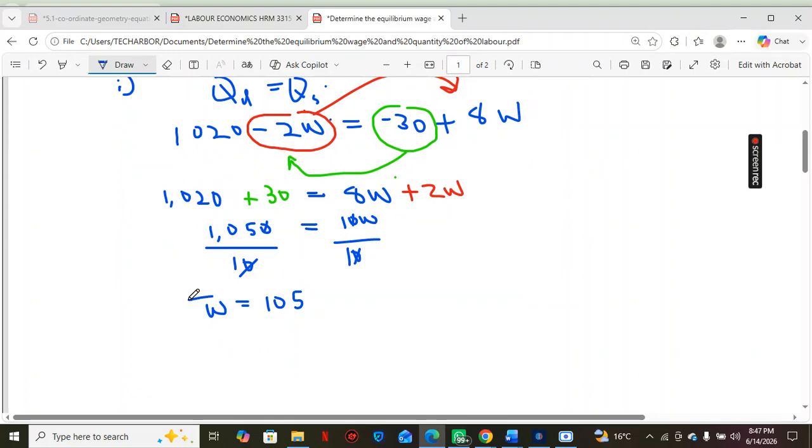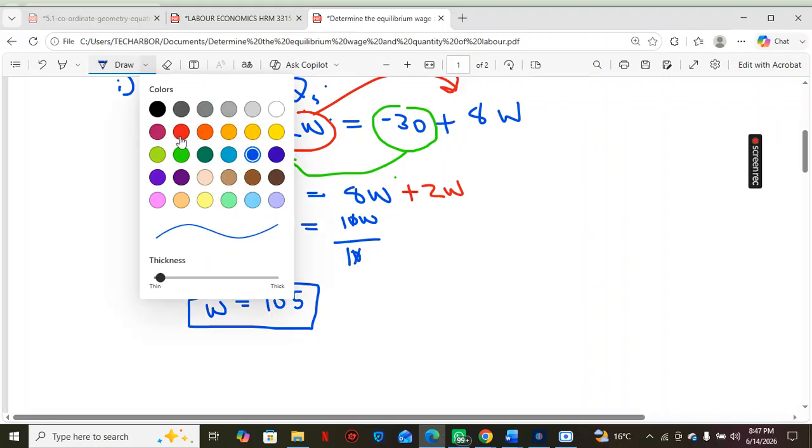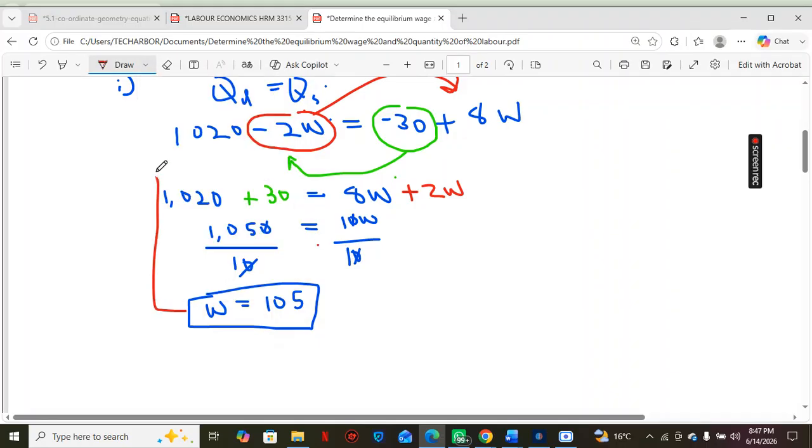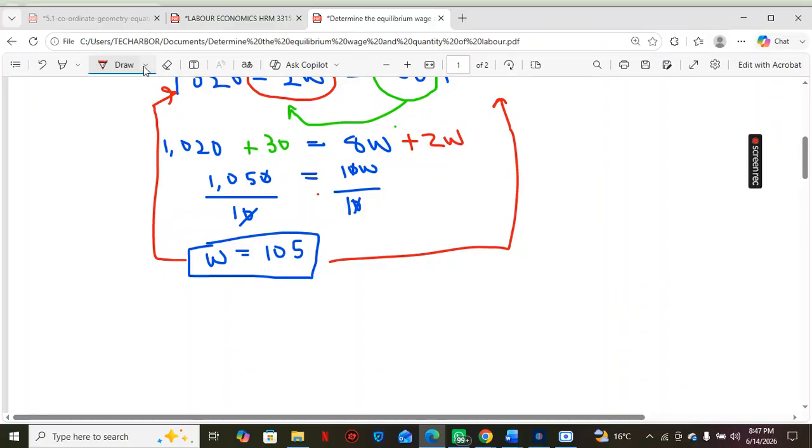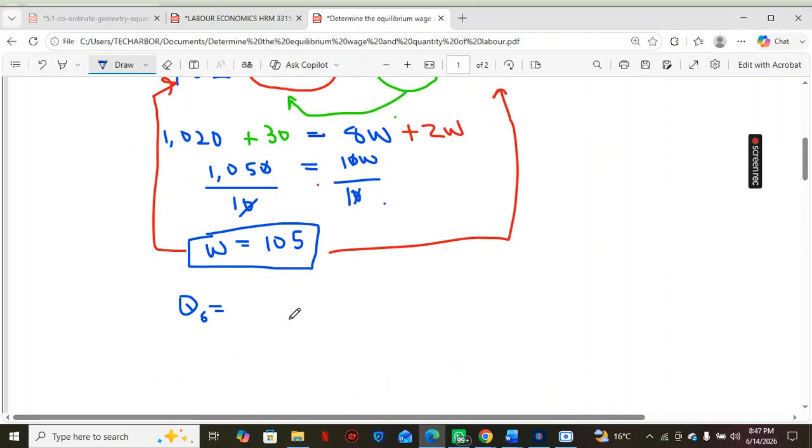You can substitute this W equals 105 into any of the functions and you'll get the same answer. You can substitute it into the demand function, or into the supply function. I'll work with the supply function, it looks easier to work with. So our supply function QS equals negative 30 plus 8W. We're going to replace W with 105.